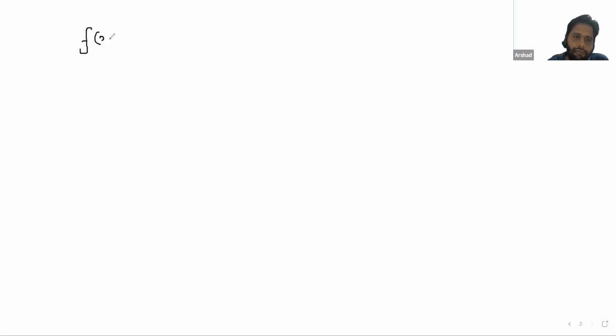Suppose we have this function f(x, y) and it is x cube plus x y square. Tell me, is this a homogeneous function? Okay, this is second degree. It is third.